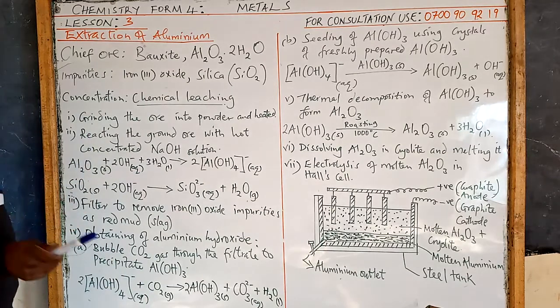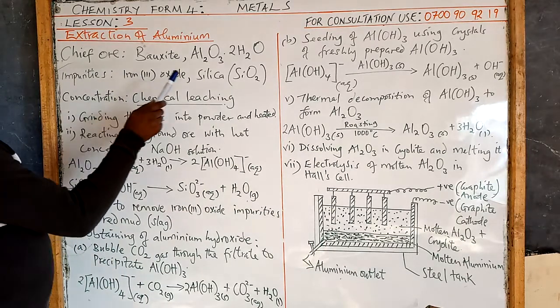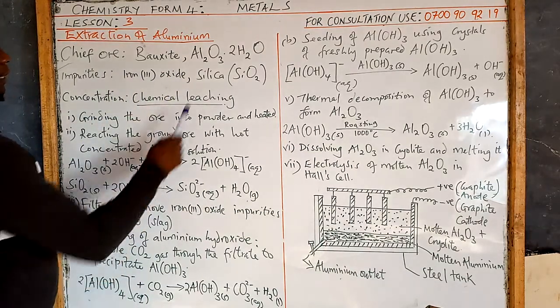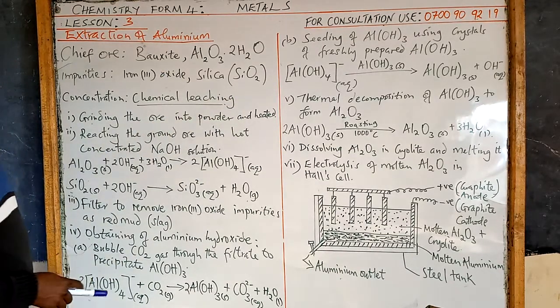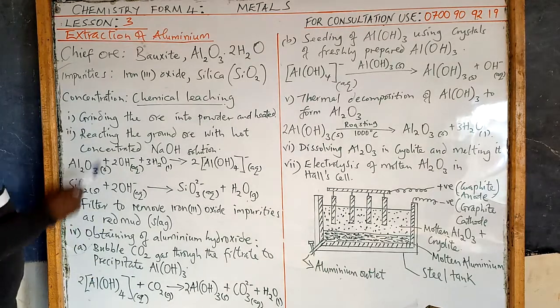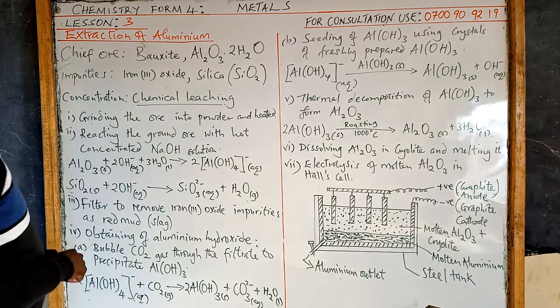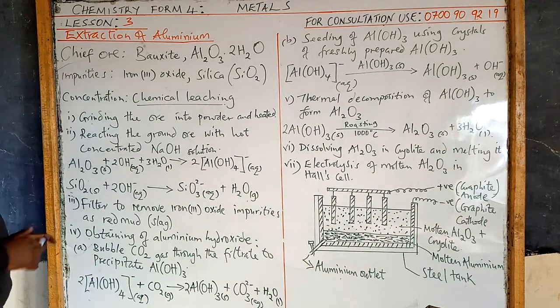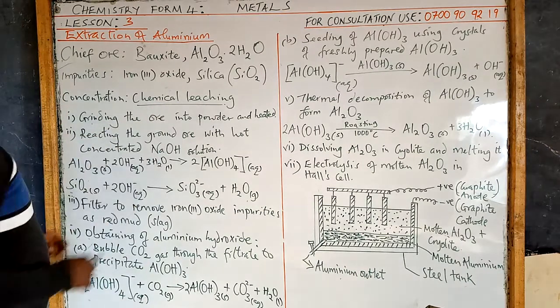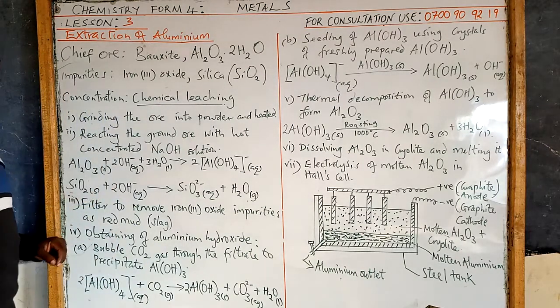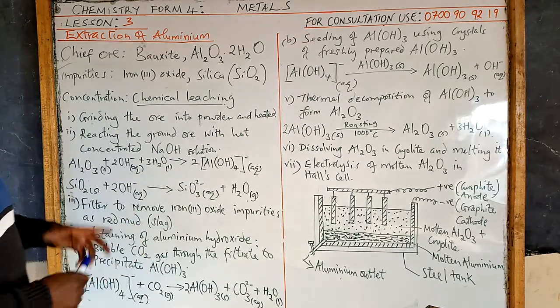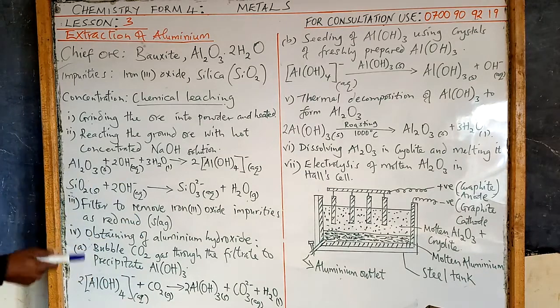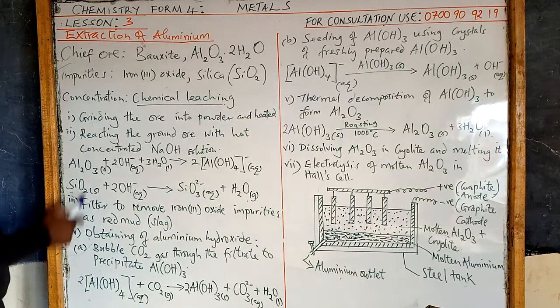The impurities found in this ore are iron 3 oxide and silica. Silica is what we call silicon 4 oxide. Concentration of this ore is by chemical leaching. And as I mentioned also in the introduction, aluminium makes about 75% of the earth crust, so it is found on the surface. So the method of mining definitely will be open cast, or what we call quarrying.